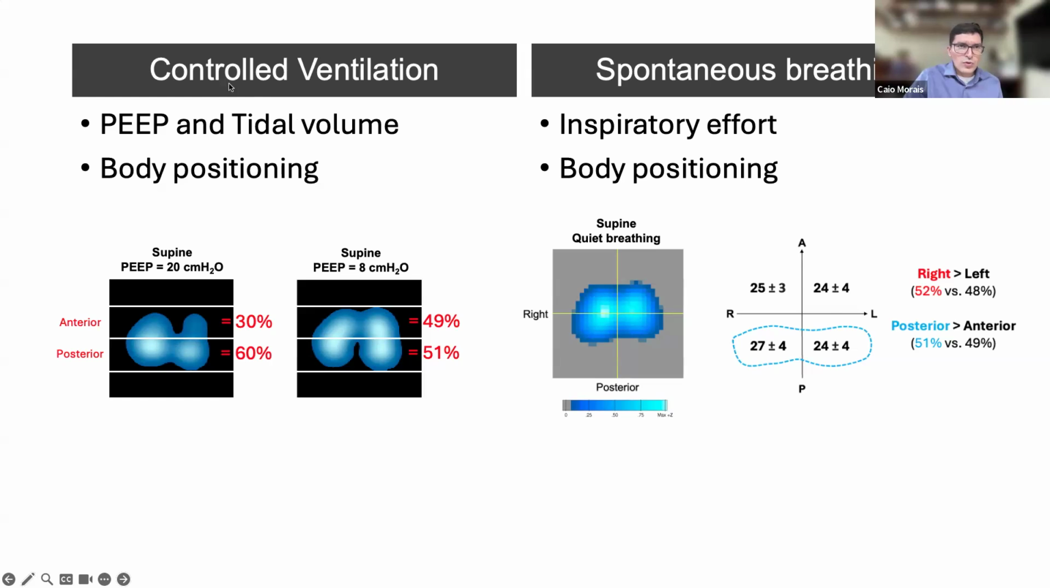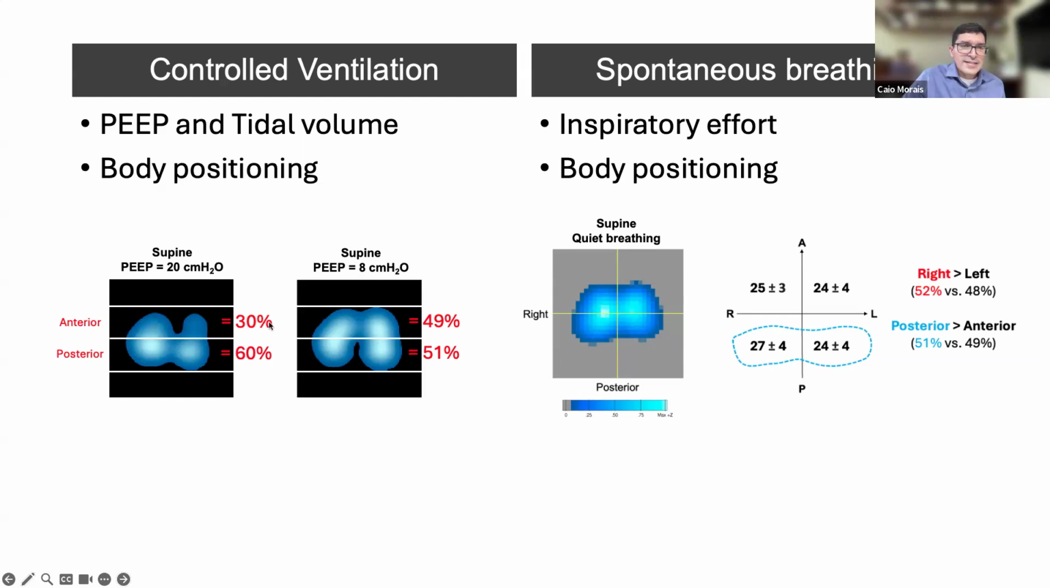Patients with controlled ventilation and spontaneous breathing with normal lung may have the effect of different variables changing the ventilation distribution. For instance, patients under control ventilation may change the ventilation distribution due to PEEP change, tidal volume, and body positioning. Here we have one example of a patient with normal lung during abdominal surgery under anesthesia, from PEEP of 20 to PEEP of 8, sorry.